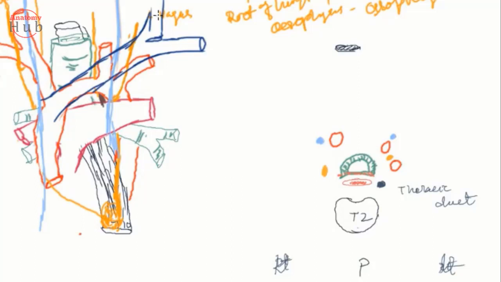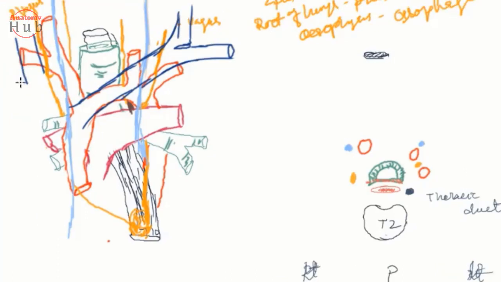This one is the left internal jugular. So here you will find the right internal jugular, and here you will find the right subclavian vein. Okay, so the right subclavian vein and the internal jugular vein will unite together and form here the right brachiocephalic trunk.